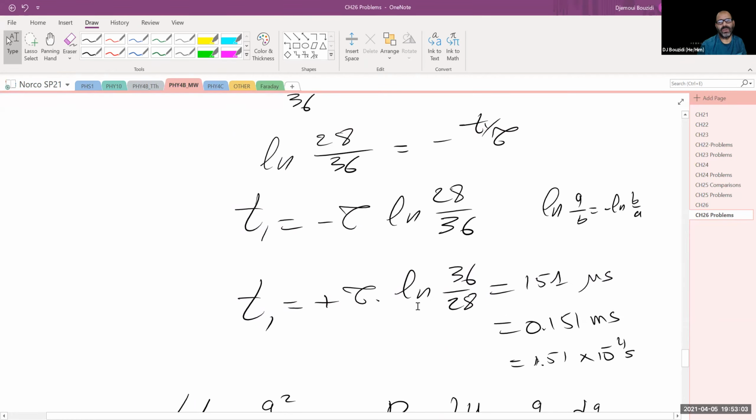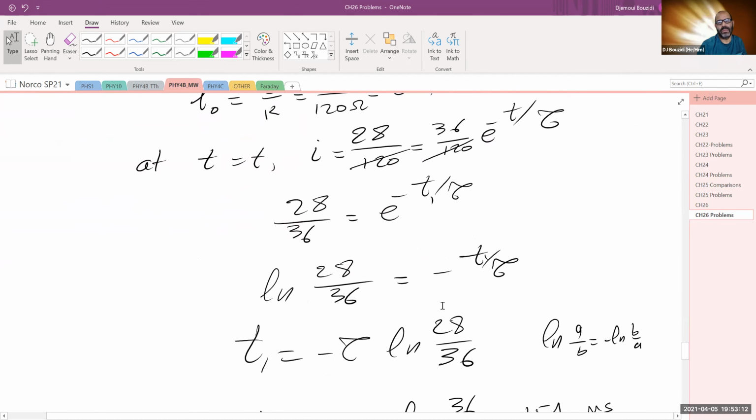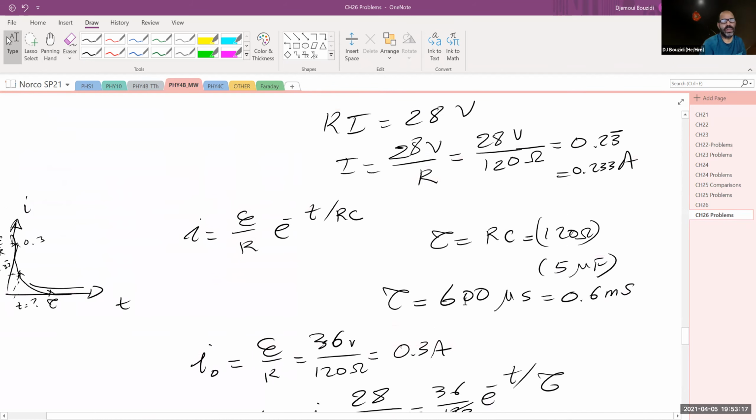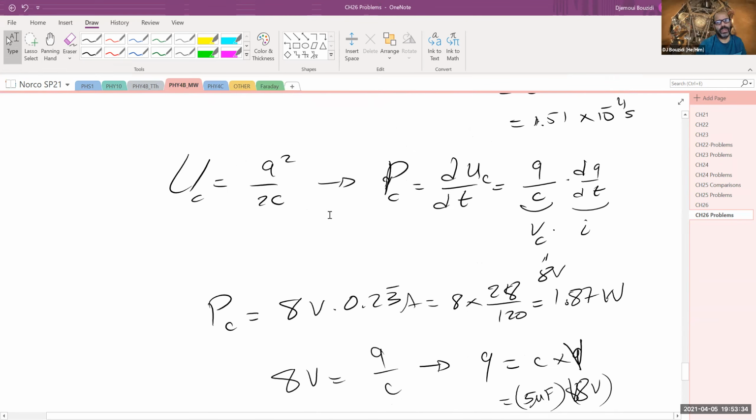Is this natural log in here to find this time? Okay? Because that's how you find the time. Because we were dealing with a current all along and we use this expression for the current. This is from the lecture. Because we know the current in the beginning, and we know the current now, we use this expression to find what the time is when this condition happens. So we take the natural log of both sides, okay?